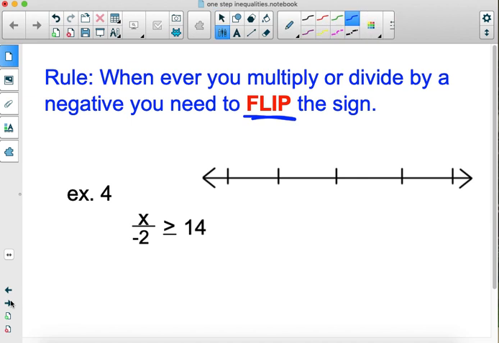Somebody tell me what we should have done on both sides. Let's start with Hannah. What do you think? Multiply by negative 2 on both sides. Okay, this is going to cancel. Do we multiply by a negative, like the rule that we just learned? Yeah, so the sign has to flip.